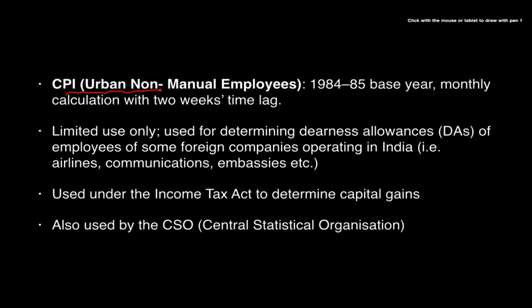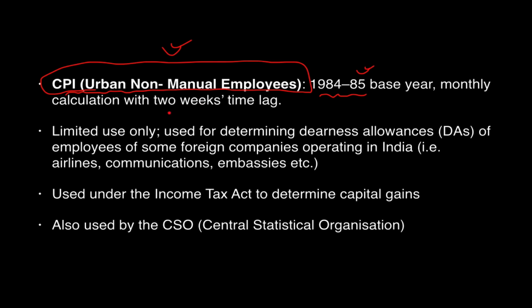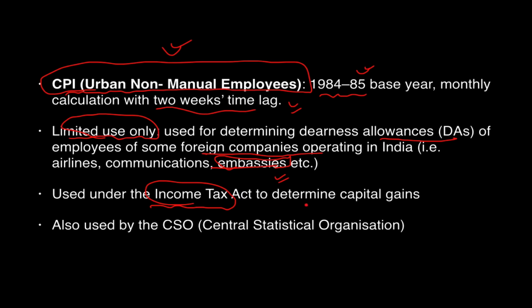Now CPI urban non-manual employees. Okay, is that understood? So for them 1984 is the base period, 2 months lag, monthly calculation. It has a very limited use. It is used for sometimes determination of DA of some foreign companies, like embassies. I just told you embassies were excluded, so here they are included. It is also used by income tax for calculation of capital gains.